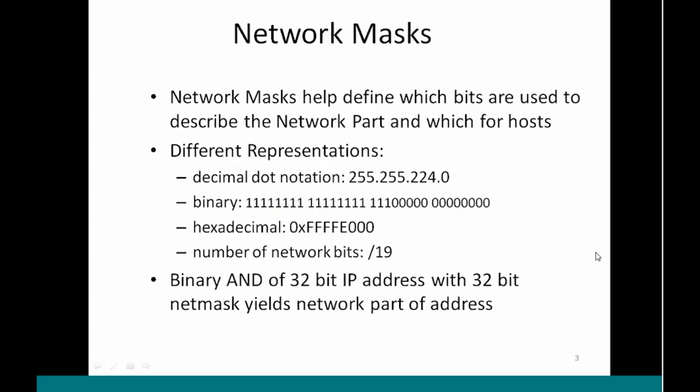We also saw the use of the network mask, which is used to define which bits describe the network part and which are used for the host. A simple notation would be 255.255.224.0. In this case, we know that the 224 is the first 3 bits of the third octet. Hence the number of network bits is 19, and the remaining bits are assigned to the hosts.